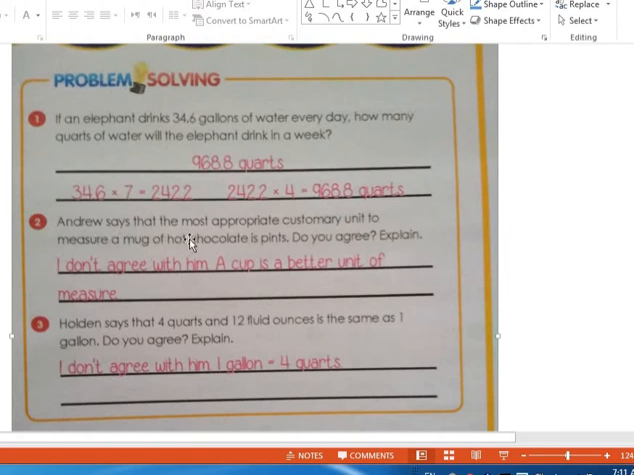Okay, I have just one problem here. Andrew says that the most appropriate customary unit to measure a mug of hot chocolate is pints. Do you agree? How come? I don't agree with him at all. A cup is better. A cup is a better unit to measure. As we have seen here, I will show you.